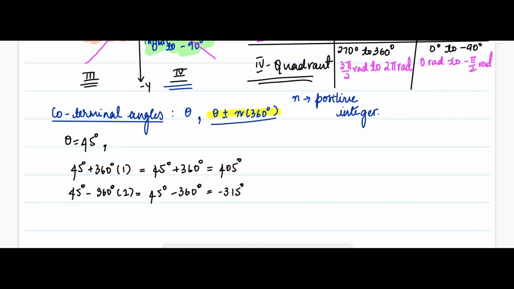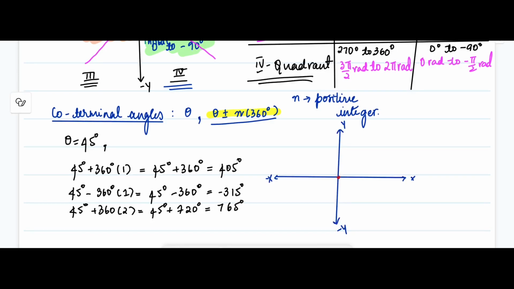Let me take another example of anti-clockwise rotation for the same 45 degrees. So 45 degrees plus 360 degrees into 2. This will be equal to 45 degrees plus 720 degrees, which is equal to 765 degrees. When we see these angles in the standard position, let me draw the four quadrants.